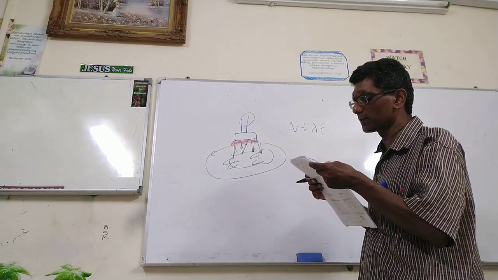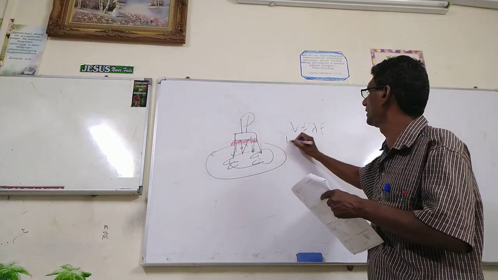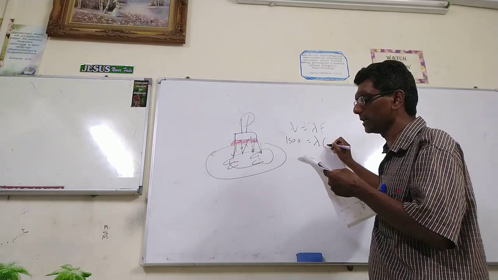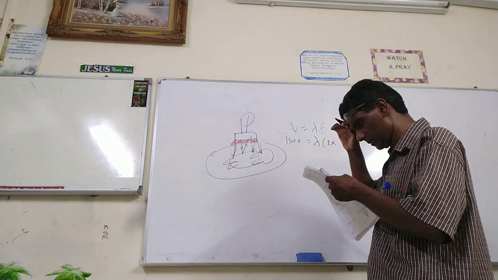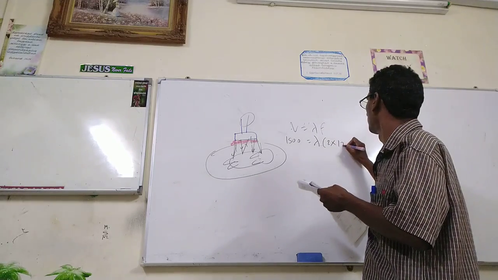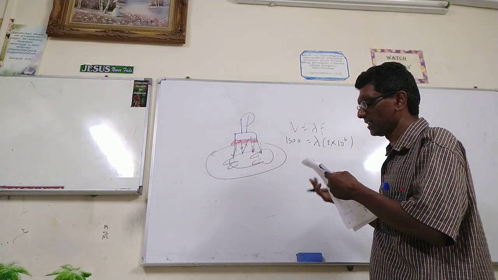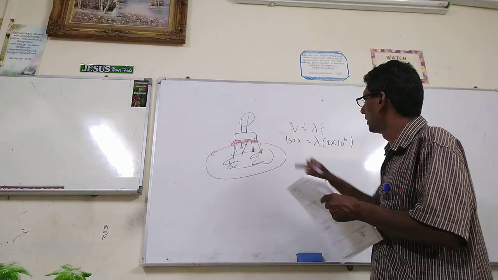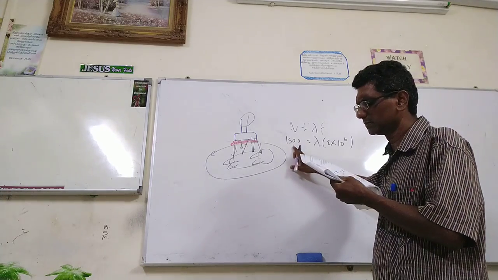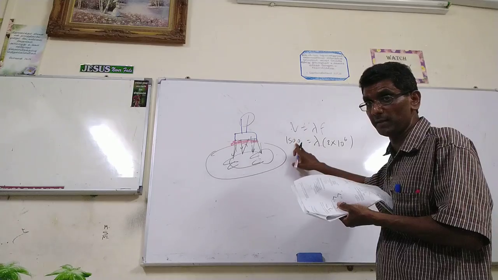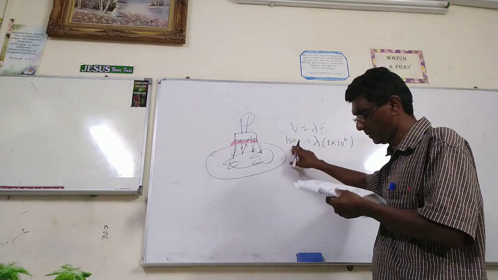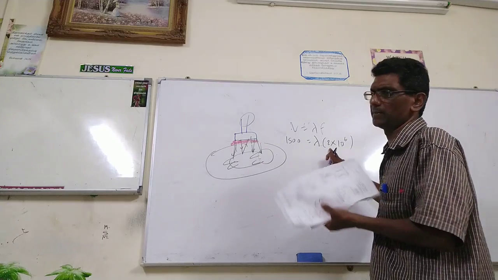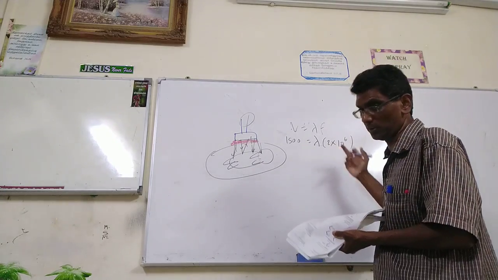V equals lambda F. So the V, the velocity of the sound wave, is 1500. The lambda we don't know, the frequency is 2 times 10 power 6 hertz. It's a direct question, nothing to change. The speed is in meter per second. If you are given centimeter per second, you must change to meter per second. The speed is meter per second and the frequency is in hertz. If it is given in kilohertz, you must change to hertz.